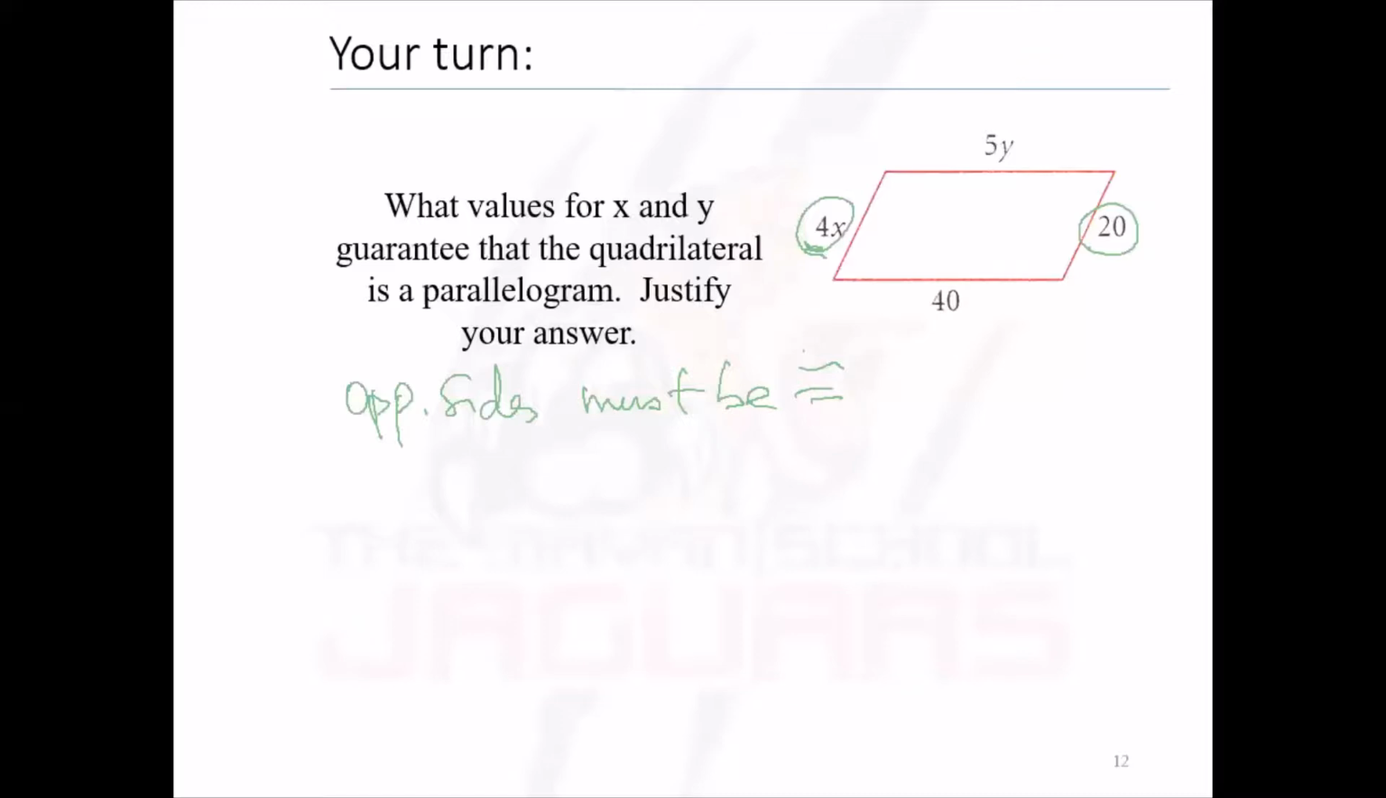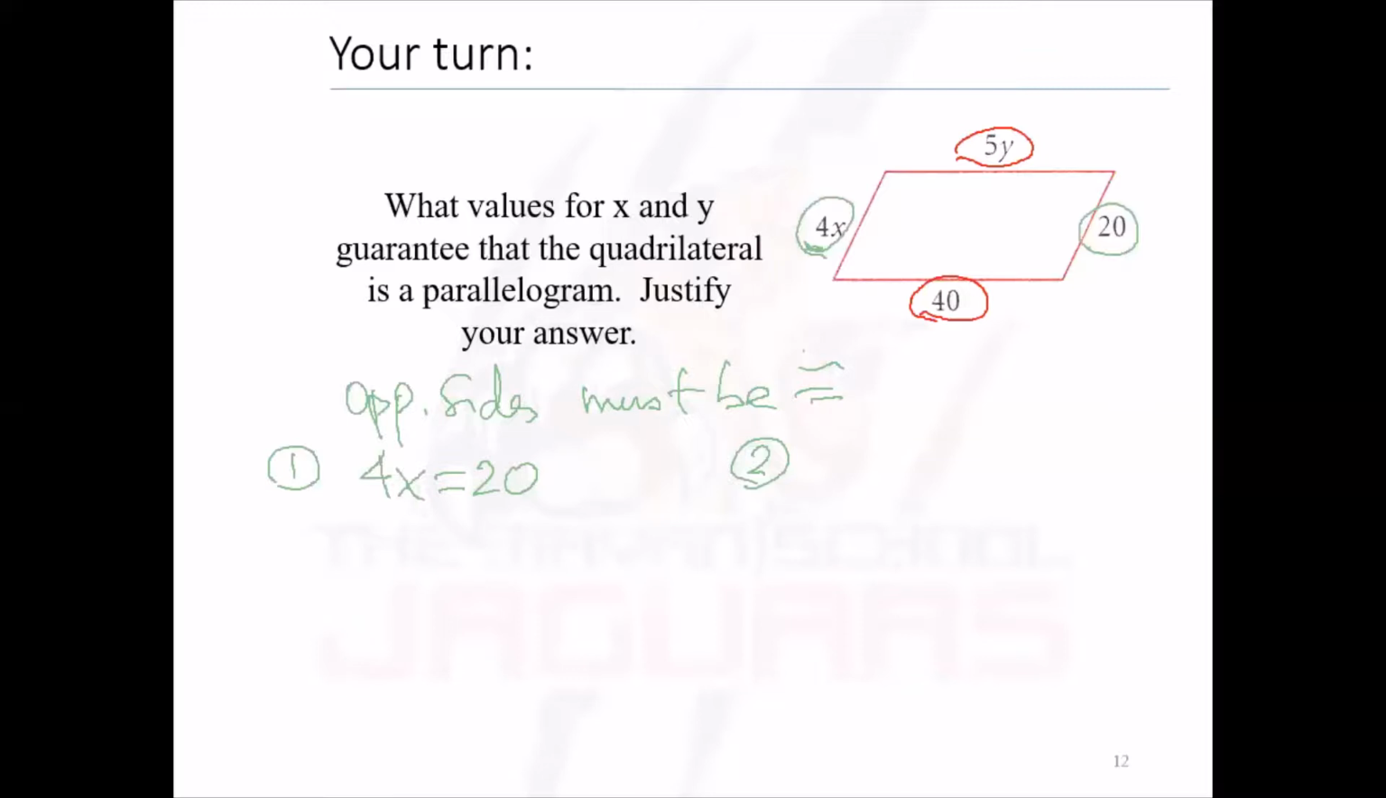What I need to guarantee is two things: that this side that is represented by 4x measures the same as the side that is represented by 20. So 4x must be equal to 20. This is one of the things that I need to prove. But also, I need to prove that the other pair of sides, let me use another color, this that is labeled 5y and this that measures 40, if this quadrilateral pretends to be a parallelogram, they also must be congruent.